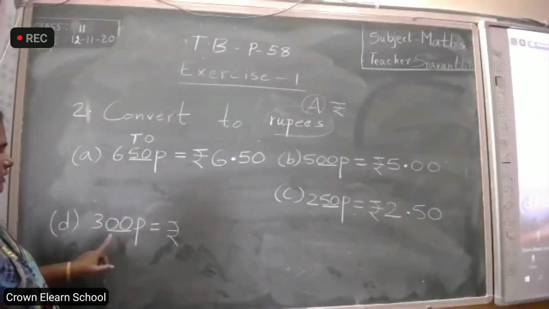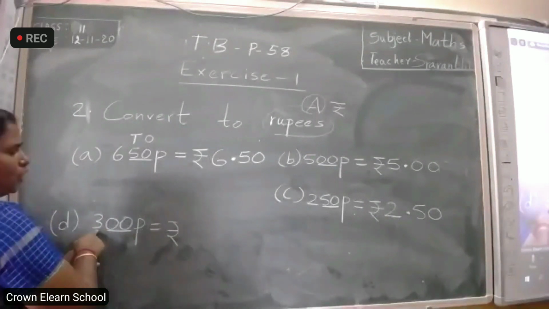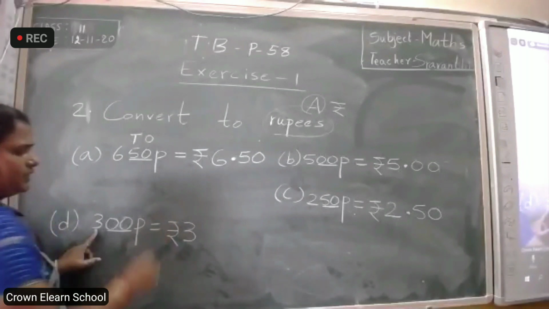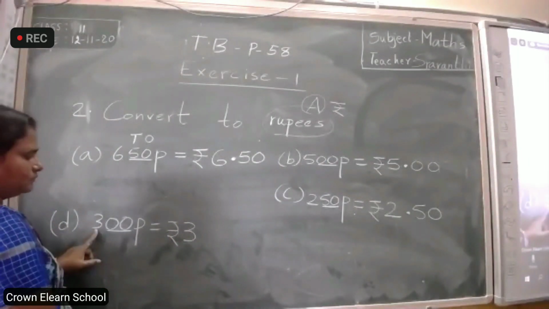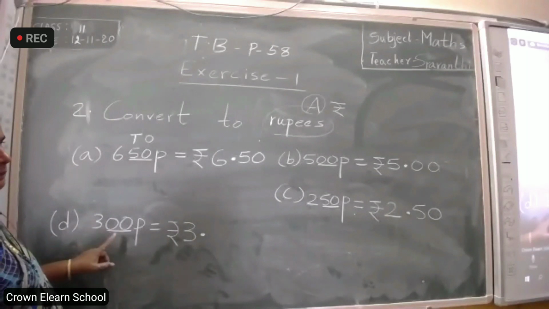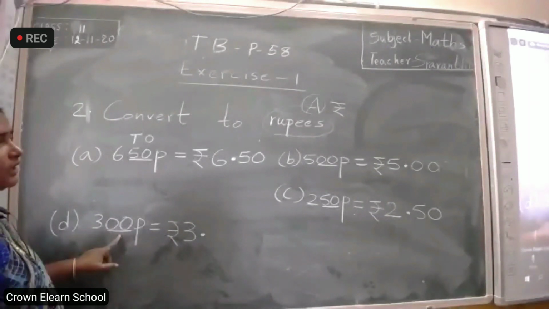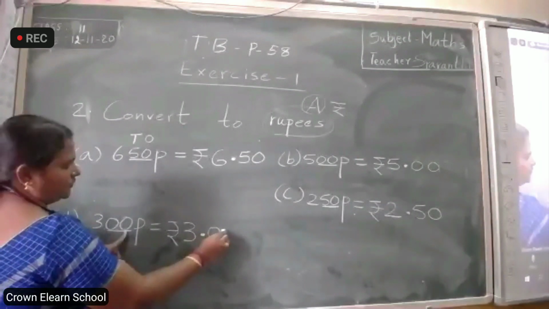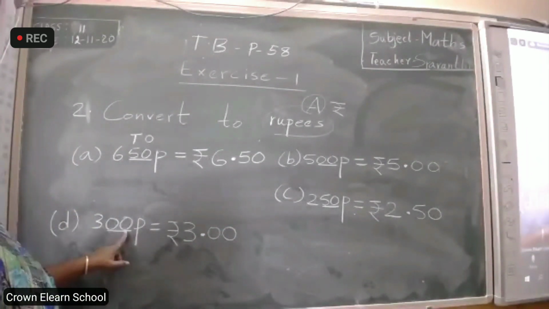Paise. Okay. Now 3 is alone. We take 3 as rupees. So 3 rupees. And dot. Rupees and paise should be separated by a dot. Now say 20. Have you done this?